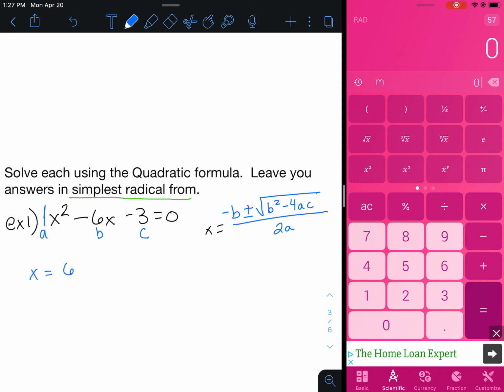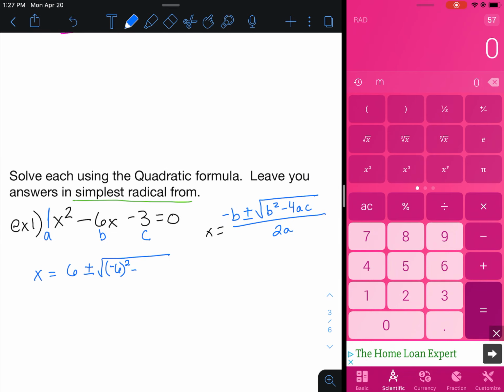So I have x equals 6. And the reason I'm writing positive 6 is because in our quadratic formula it says negative b. Well, b is already negative. A double negative is a positive. Okay. Now, plus or minus. I'm putting this in parentheses so that I remember that's really negative 6 times negative 6, not 6 times 6 times negative 1. Then minus 4 times my A, which is 1, and negative 3, which is my C value, all over 2 times my A value of 1.